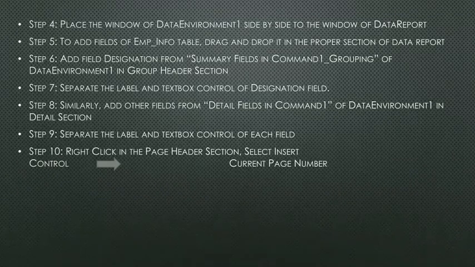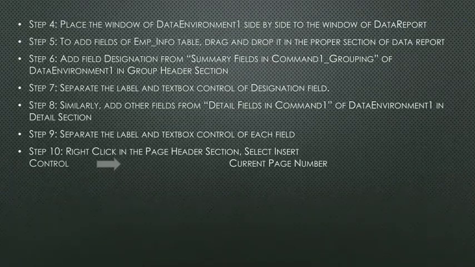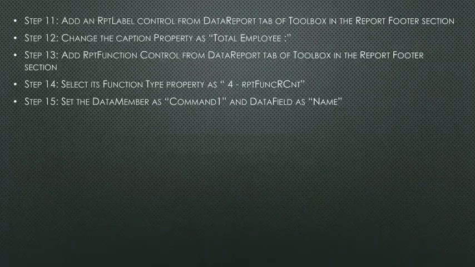Eighth step is to similarly add other fields from the detail fields in command 1 of data environment 1 in the detail section. Ninth step is to separate the label and text box control of each field. 10th step is to right click in the page header section, select insert control, which implies control page number.